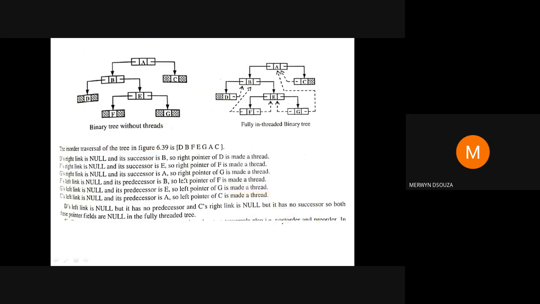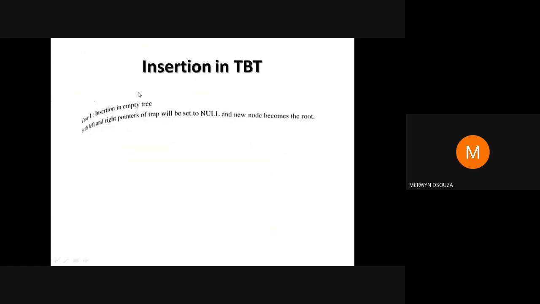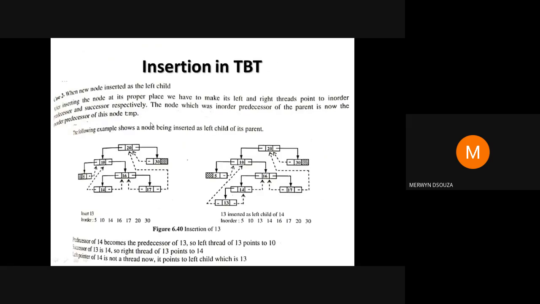Now what I'm going to explain is, given some tree, how to directly insert a new node. Suppose you're inserting a new node as a left child. You follow the steps of binary search tree. Suppose we are inserting 13. You start comparing: 13 is less than 20, so you come here.